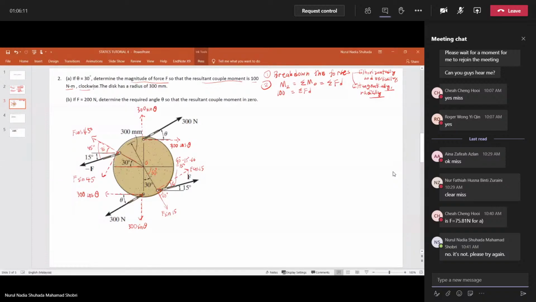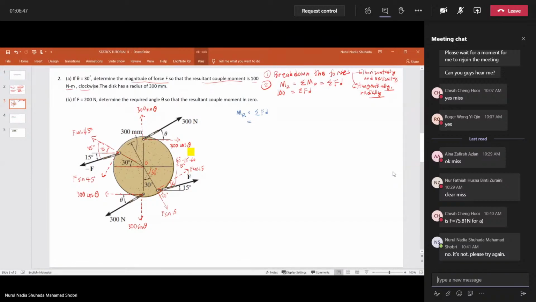So the next step is we have to find the total moment, which is force times distance. Earlier, we had resultant moment equal to the sum of force times distance.